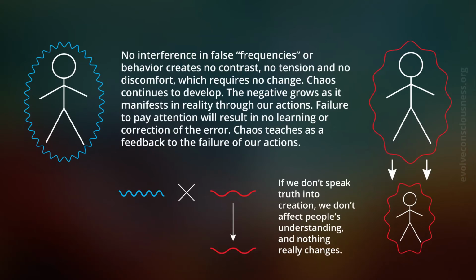Last infographic, number 5. No interference in false frequencies or behavior creates no contrast, no tension, and no discomfort, which requires no change. Chaos continues to develop. The negative grows as it manifests in reality through our actions. Failure to pay attention will result in no learning or correction of the error. Chaos teaches as a feedback of the failure of our actions. If we don't speak truth into creation, we don't affect people's understanding, and nothing really changes.